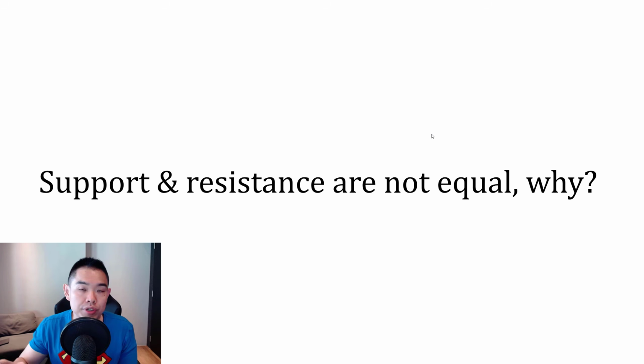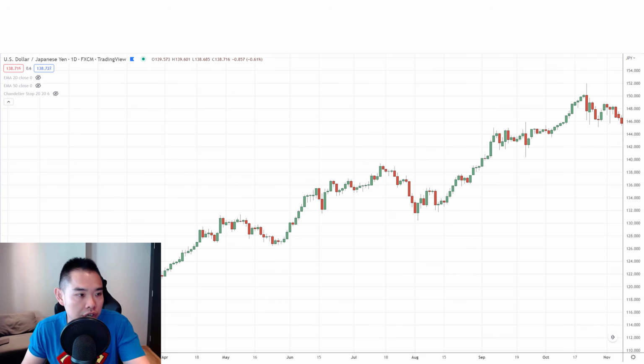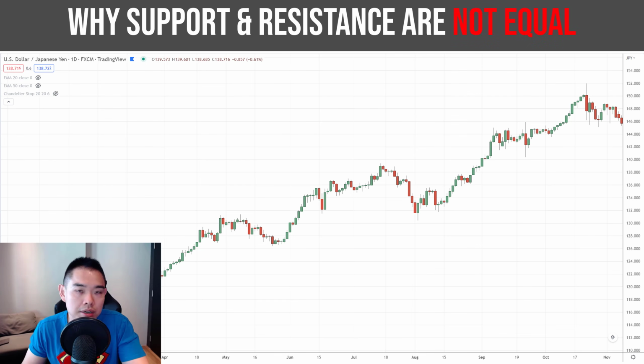Now, the first thing to understand is this. Support and resistance are not equal. I don't care what other traders say, support is support, resistance is resistance. No, they are not equal, because in certain market conditions, one is more powerful than the other. Let me explain. If you look at this chart over here, this is the chart of the dollar against the Japanese yen. This market is in an uptrend.